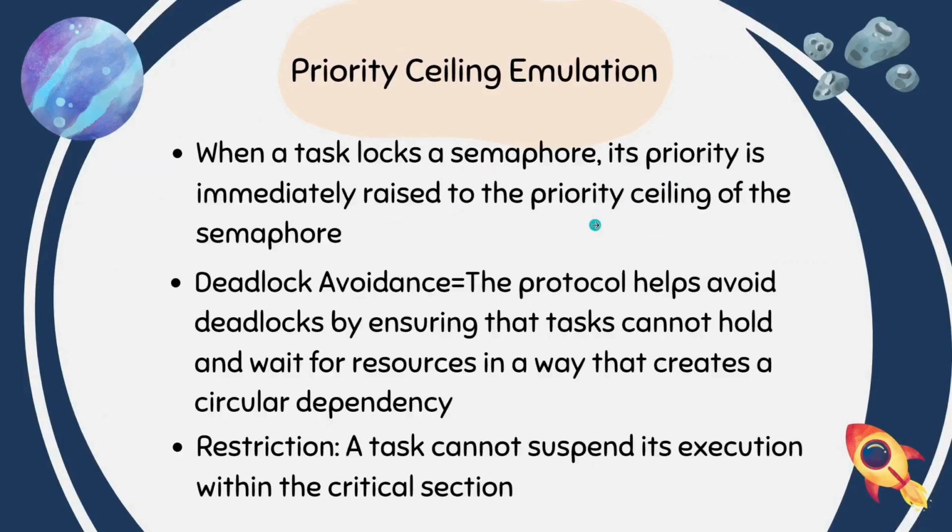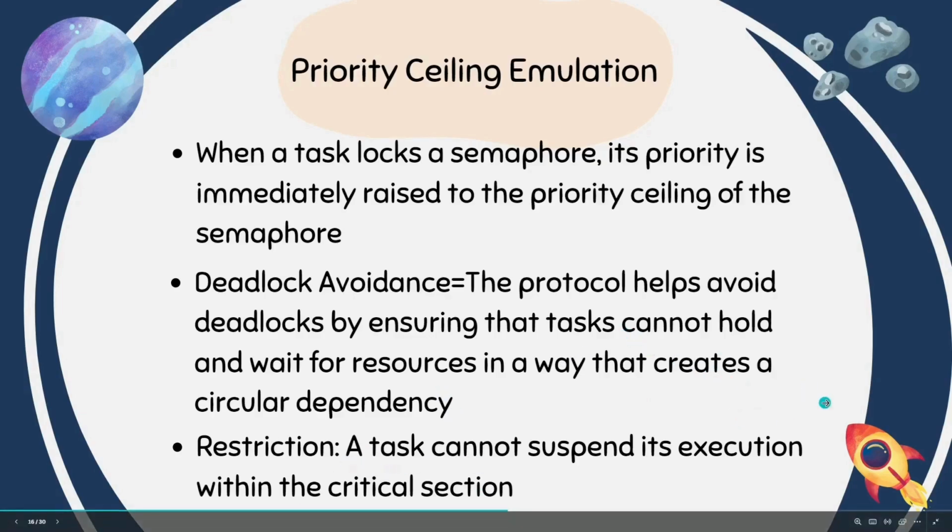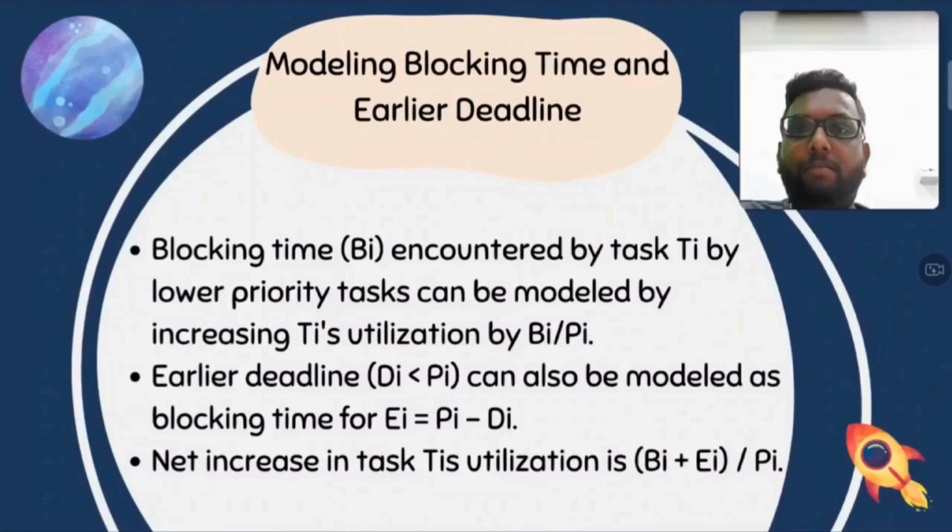The priority ceiling elimination. When a task unlocks a semaphore, its priority is immediately reset to the priority ceiling of the semaphore. Deadlock avoidance. The protocol avoids deadlock by ensuring that tasks cannot hold and wait for resources in a way that creates circular dependency. For the restriction, a task cannot suspend its execution within a critical section. Blocking time Bi incurred by task Ti, caused by lower priority tasks, can be modeled by increasing Ti's utilization by Bi per Pi.